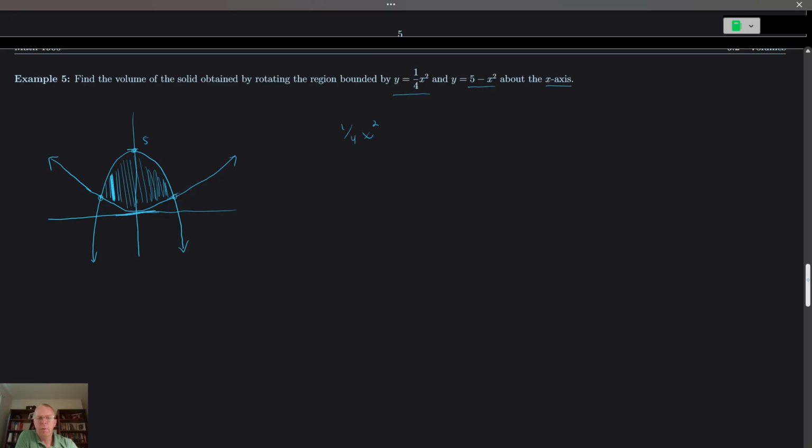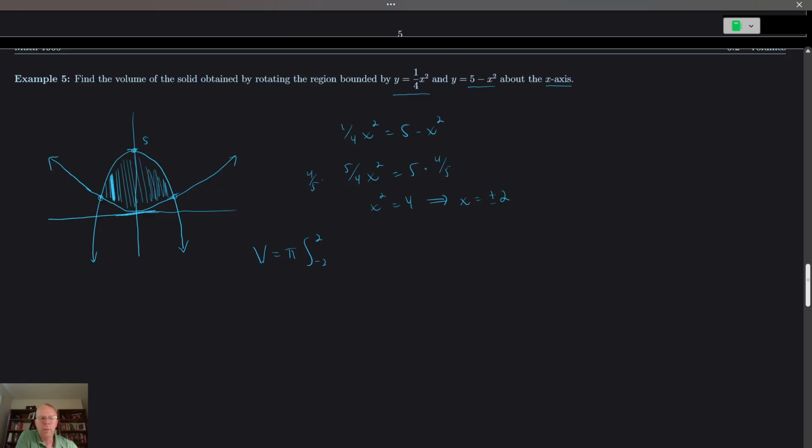Okay, so where do these two intersect? Let's set these equal to each other. Bring this x over, so we have 5/4 x squared equals 5, times 4/5. So we get x squared is 4, so x is plus or minus 2. So we're integrating pi times the integral from -2 to 2.